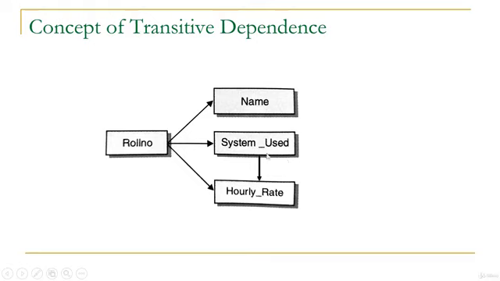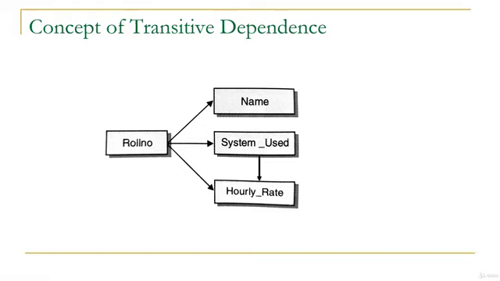So whenever two non-key attributes have functional dependence, there will be a case of transitive dependence, because in this case hourly rate is dependent on roll number, which is the primary key, in two ways. One is directly and another through system used, and this is called transitive dependence.